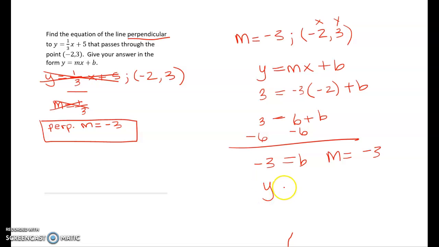And so we can write that in y equals mx plus b form. So y equals -3x minus 3. And that's our final answer.